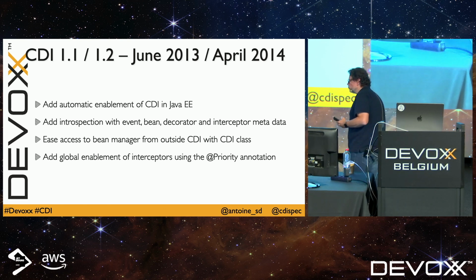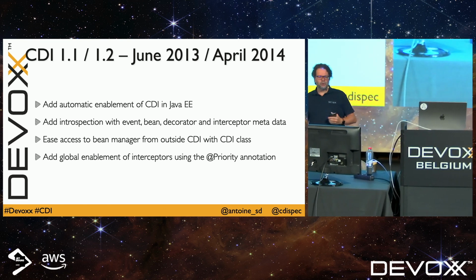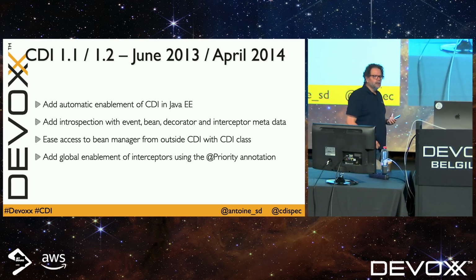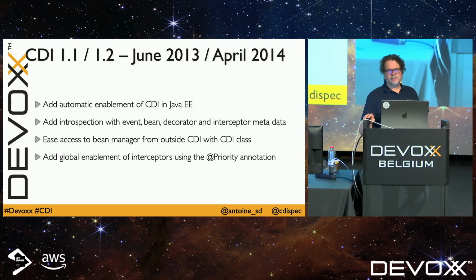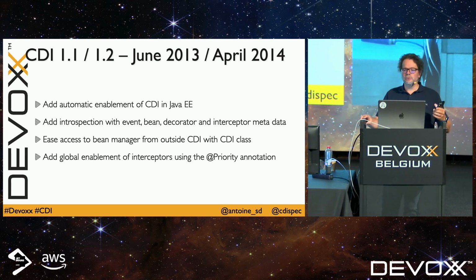And we also provide in CDI 1.1 and 1.2 a better way to access the CDI bean container from outside CDI, with a new class called CDI. And also we have a new way to prioritize the interceptor using a new annotation, @Priority.